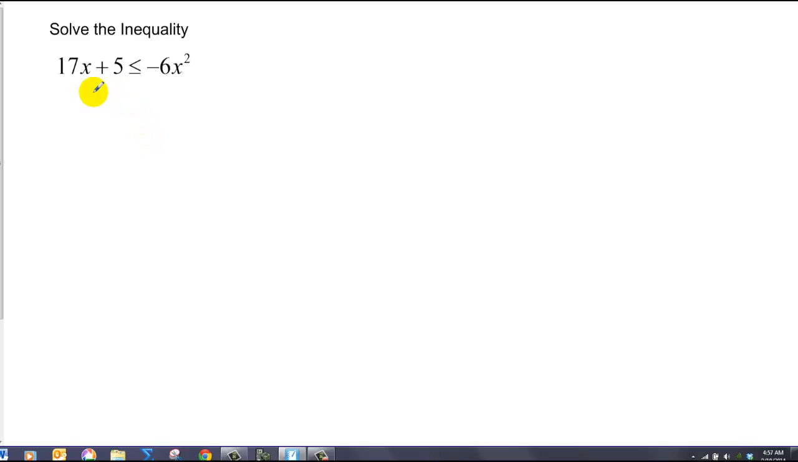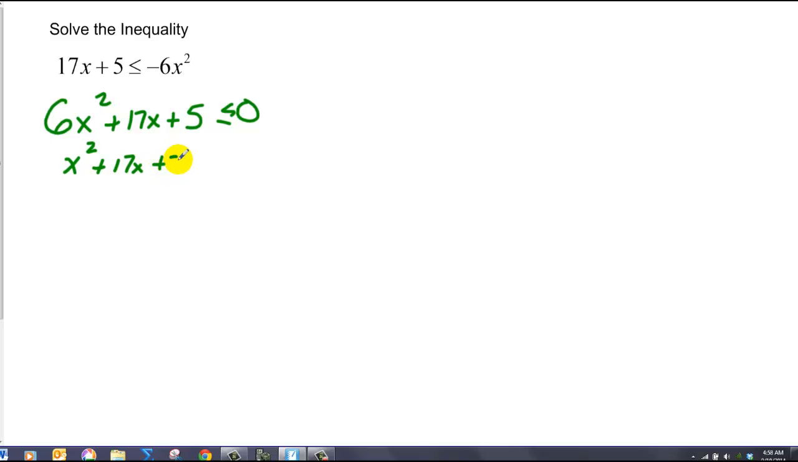In this case, my quadratic is not set equal to 0, and I want to do that. So I'm going to bring my 6x squared over to the other side, just because I like keeping my squared terms positive. So I have 6x squared plus 17x plus 5 is less than or equal to 0. Also in this case, we have a quadratic that's less than or equal to 0. In order to factor this, let's just use the 5-step method for practice. You've got x squared plus 17x plus 30 less than or equal to 0.